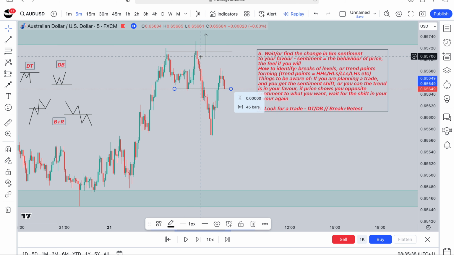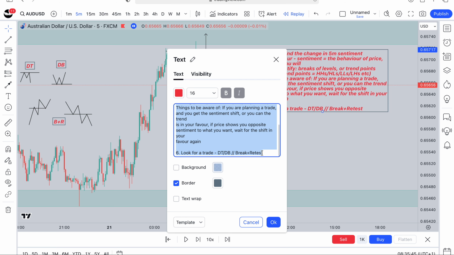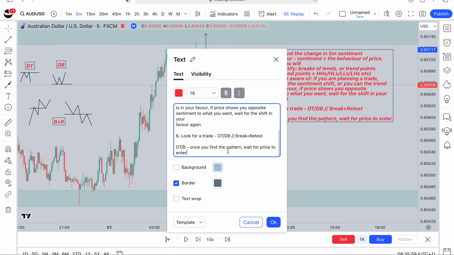Okay, so the reason why, I had to give you some clarification, my bad. So here we go. Let me write some details for it. So double top and double bottom: once you find the pattern, wait for price to enter.